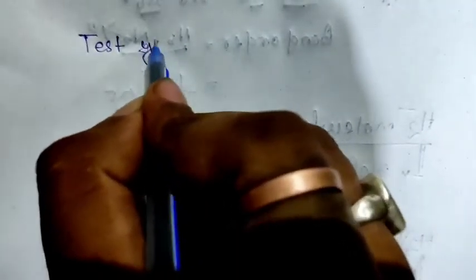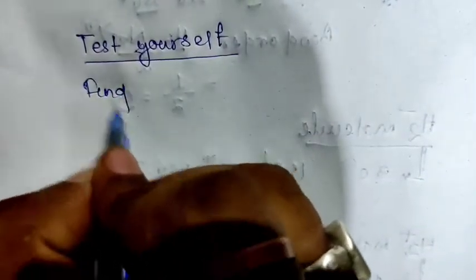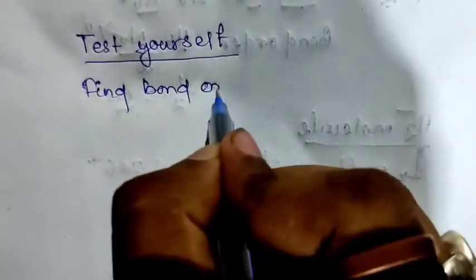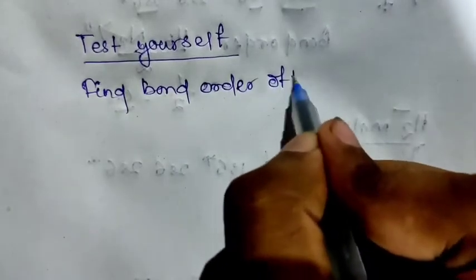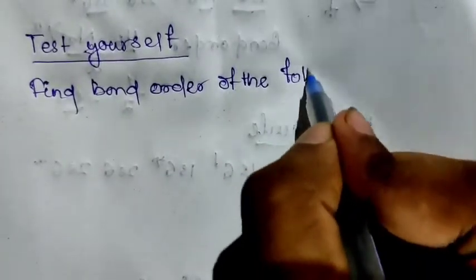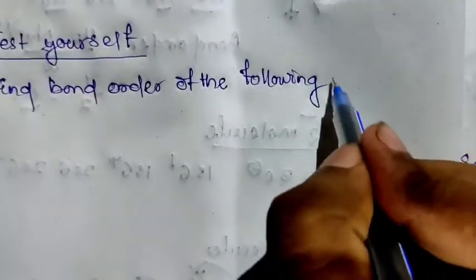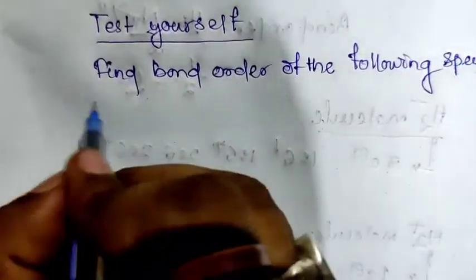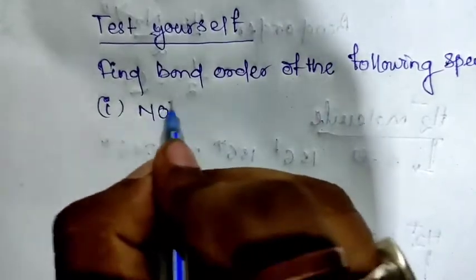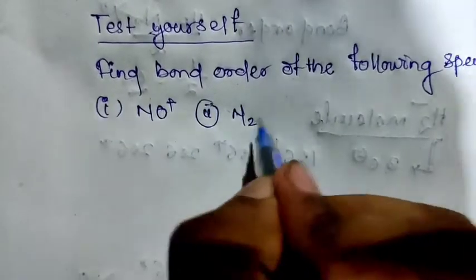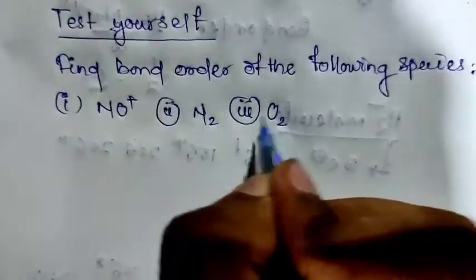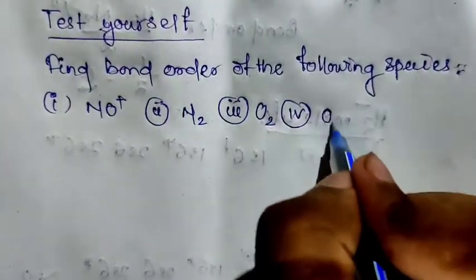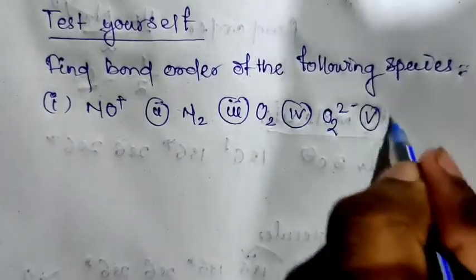Let's test yourself. Find the bond order of the following species: NO plus, N2, O2, O2 2 minus, B2.